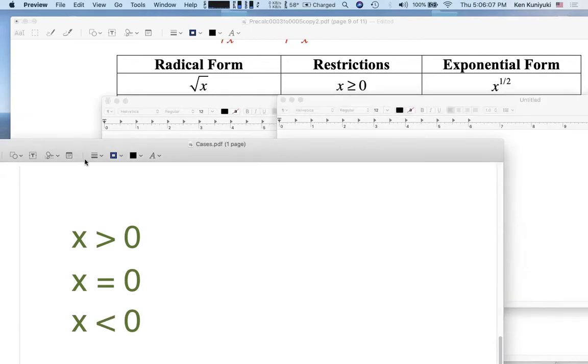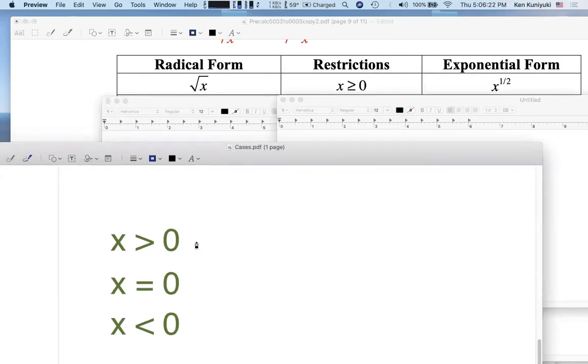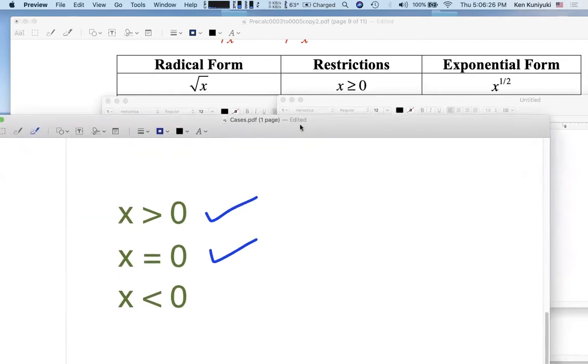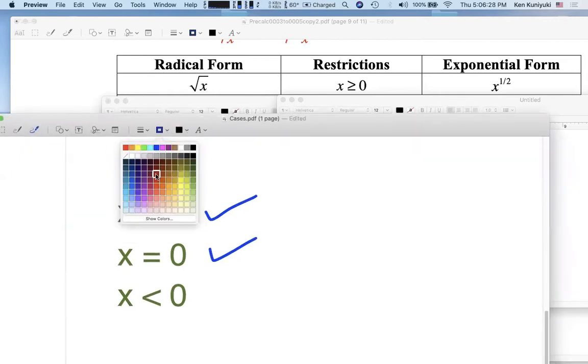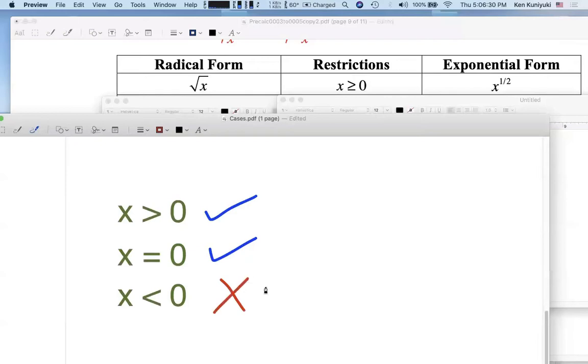So you have a little checklist here. If you have something involving x, right? Can x be positive? Yes. The square root of 0 is 0. That works out. Can x be negative? No. We do not take square roots of negative values if we want to keep things real.